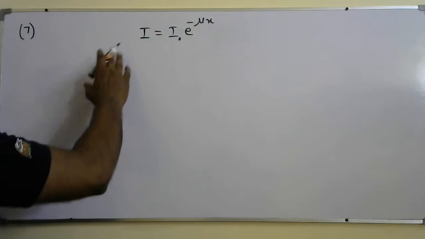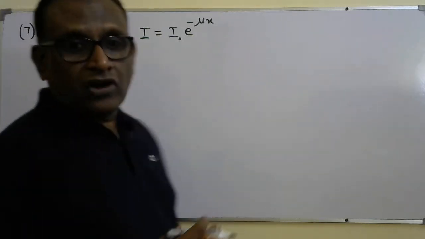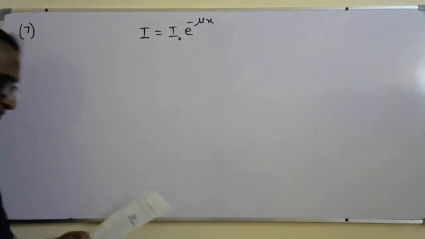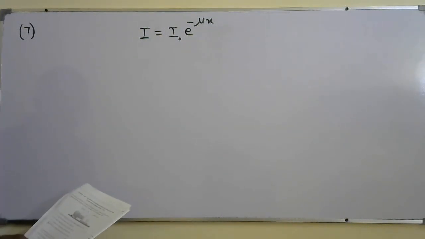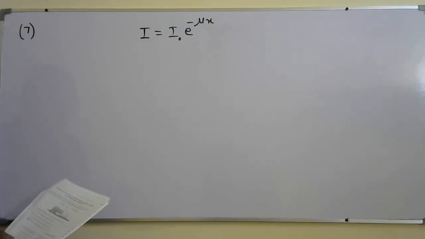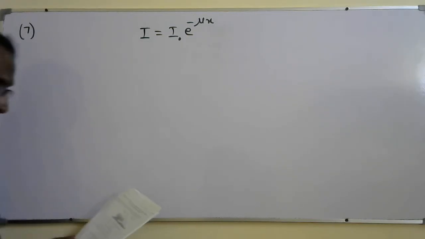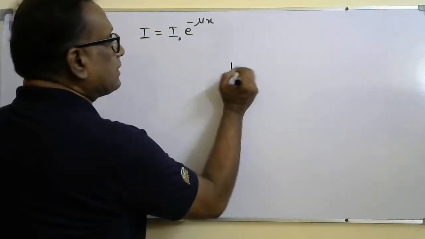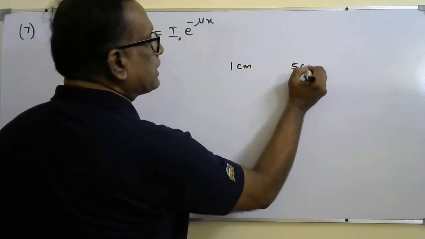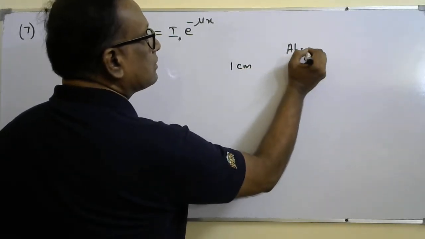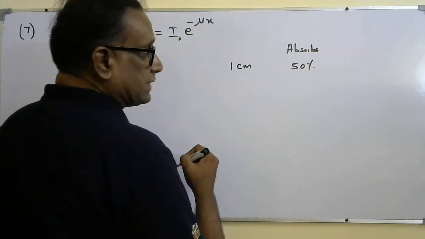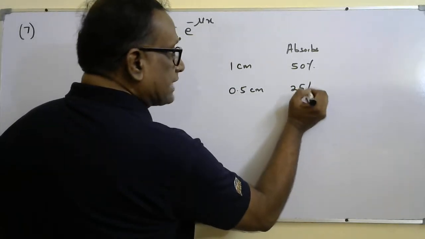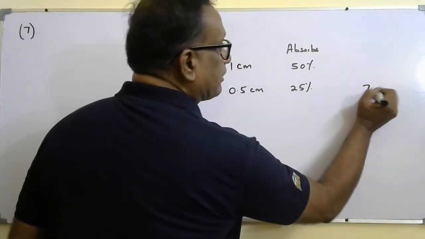Anyway, this is for the gamma radiation. In the same way, the count rate will also decrease exponentially. So if the first statement is correct, that means a thickness of 5 centimeter would reduce the corrected count rate to 75%, meaning it is absorbing only 25%. That means 1 centimeter thickness absorbs 50%, and 0.5 centimeter absorbs 25%. That's the reason the reading becomes 75%.